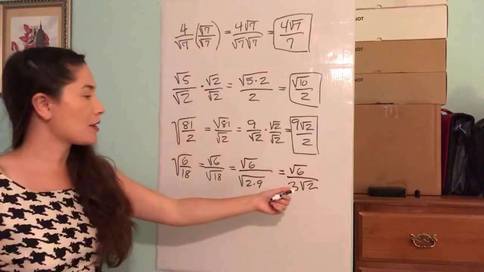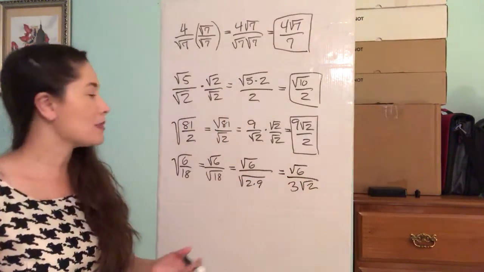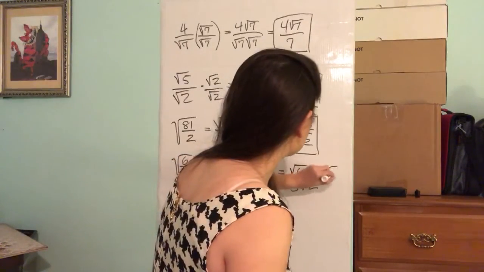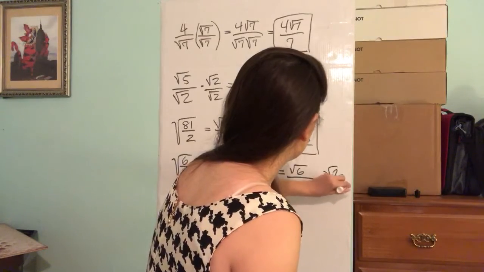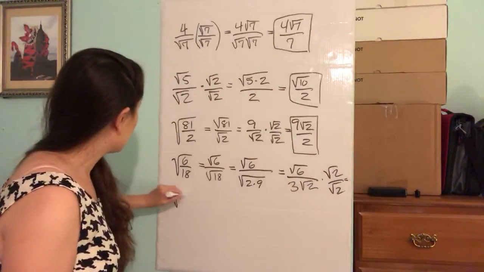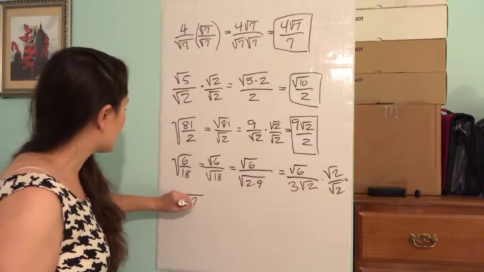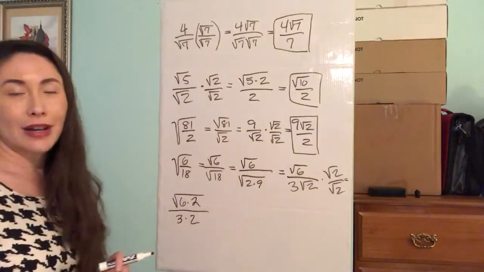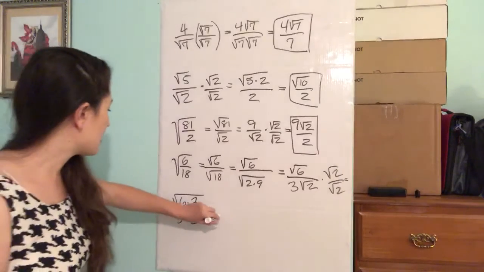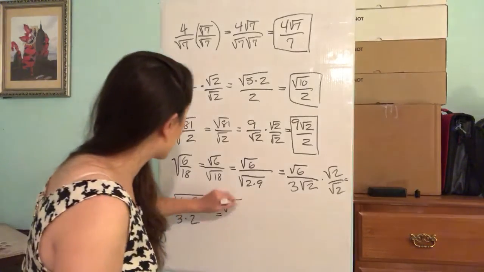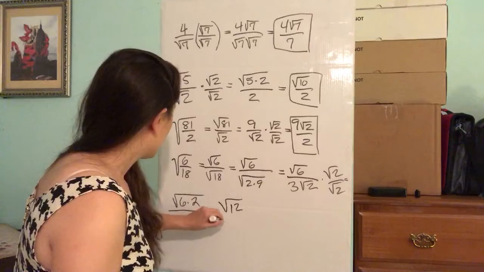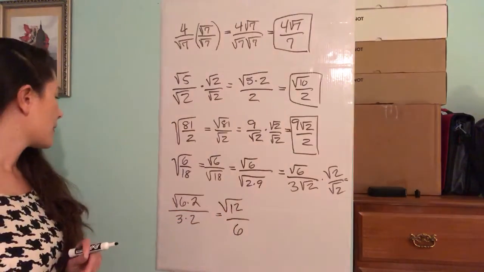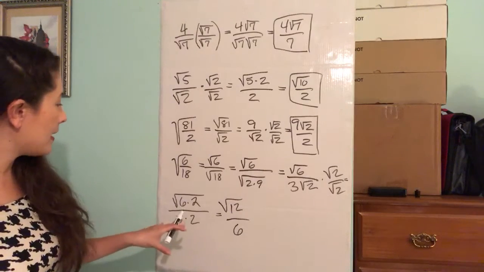And we still have the square root of 2 on the bottom in the denominator. We want to get rid of that. So again, we multiply both top and bottom by square root of 2. So we're going to get square root of 6 times square root of 2 over 3 times 2, right? Now 6 times 2 under the radical is going to be square root of 12 over 6, right? Can we do anything more with that?